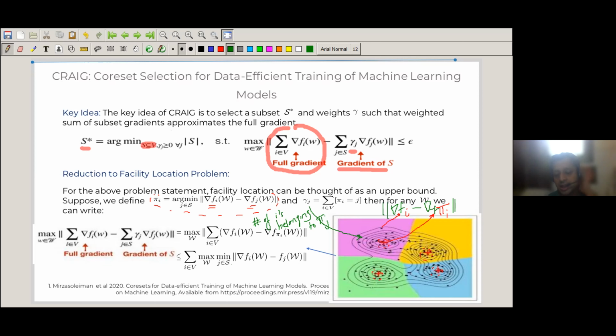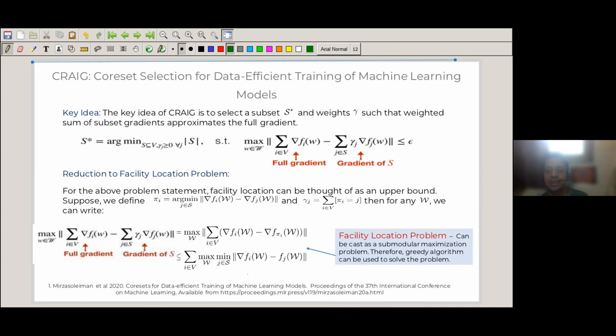This turns out to be something that I can upper bound. What can I upper bound this with? Well, instead of doing it for all the points pi I, let me just find the j in S which is closest to the I. So that's an upper bound. So this turns out to be basically the facility location problem. We are basically solving a problem called the facility location problem. The facility location problem, as I've highlighted here, can be cast as a submodular maximization problem.